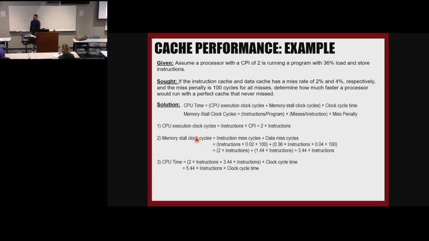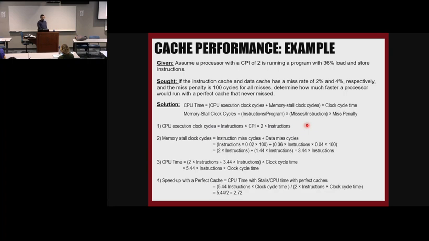Now, if you want to calculate the CPU time, we need to just add the CPU execution clock cycle from this relation here with the memory stall clock cycles, which is 2 times instructions plus 3.44 times instructions, multiplied by clock cycle time. This is going to give me 5.44 times instructions times clock cycle time. This is the case with the memory that has those miss rates. If we have a perfect memory, if you have a perfect system that doesn't have any miss rate, the miss rate is equal to 0, we would have gotten the 2 times instruction for this.